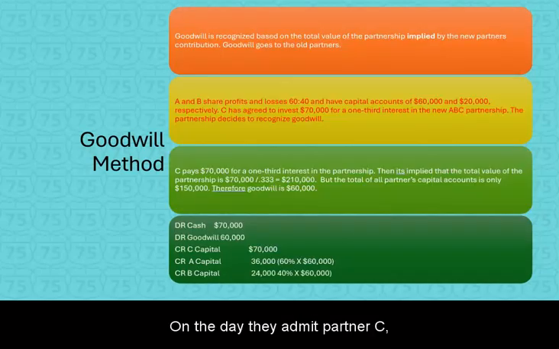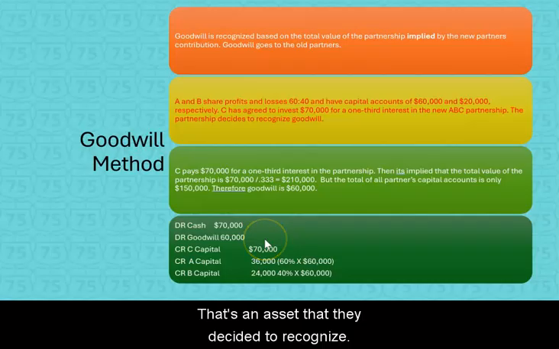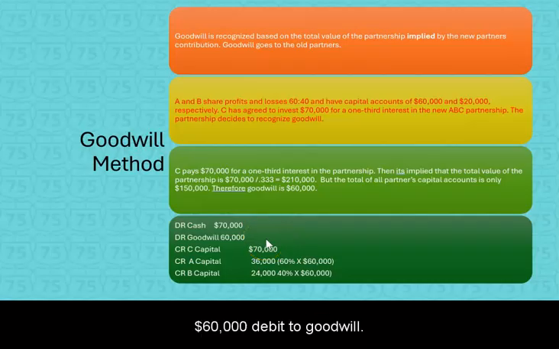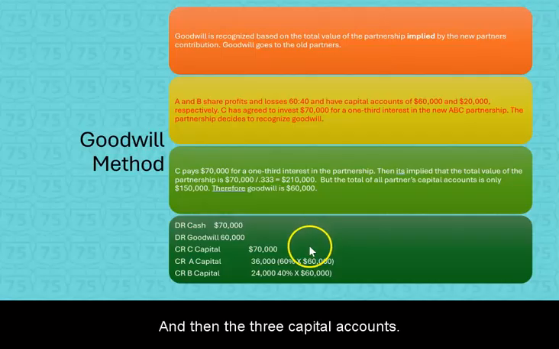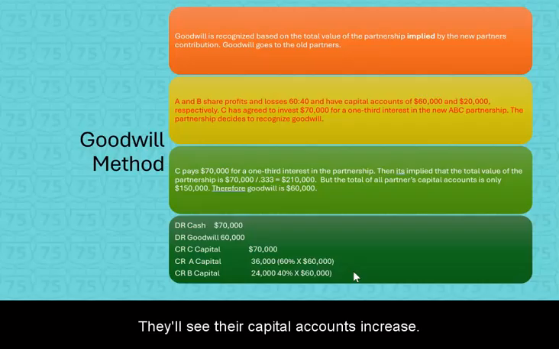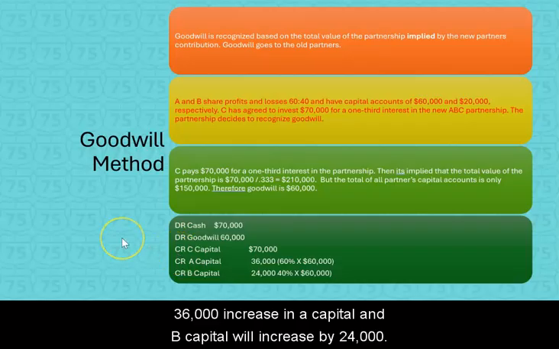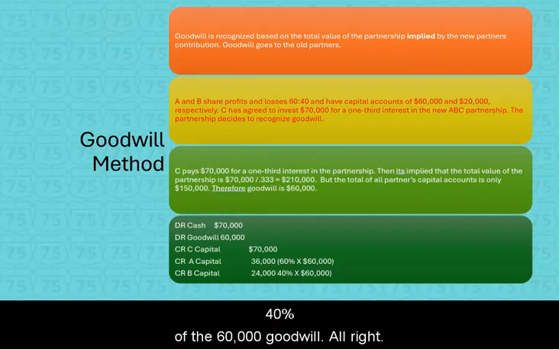And the journal entry on the day they admit partner C, they're going to debit cash, the $70,000 that C is bringing in, and debit goodwill. That's an asset that they decided to recognize, $60,000 debit to goodwill. And then the three capital accounts. C capital gets a total of $70,000, but then the goodwill of $60,000 gets divided between A and B. They'll see their capital accounts increase. A capital will absorb 60% of that goodwill, a $36,000 increase in A capital, and B capital will increase by $24,000, 40% of the $60,000 goodwill.